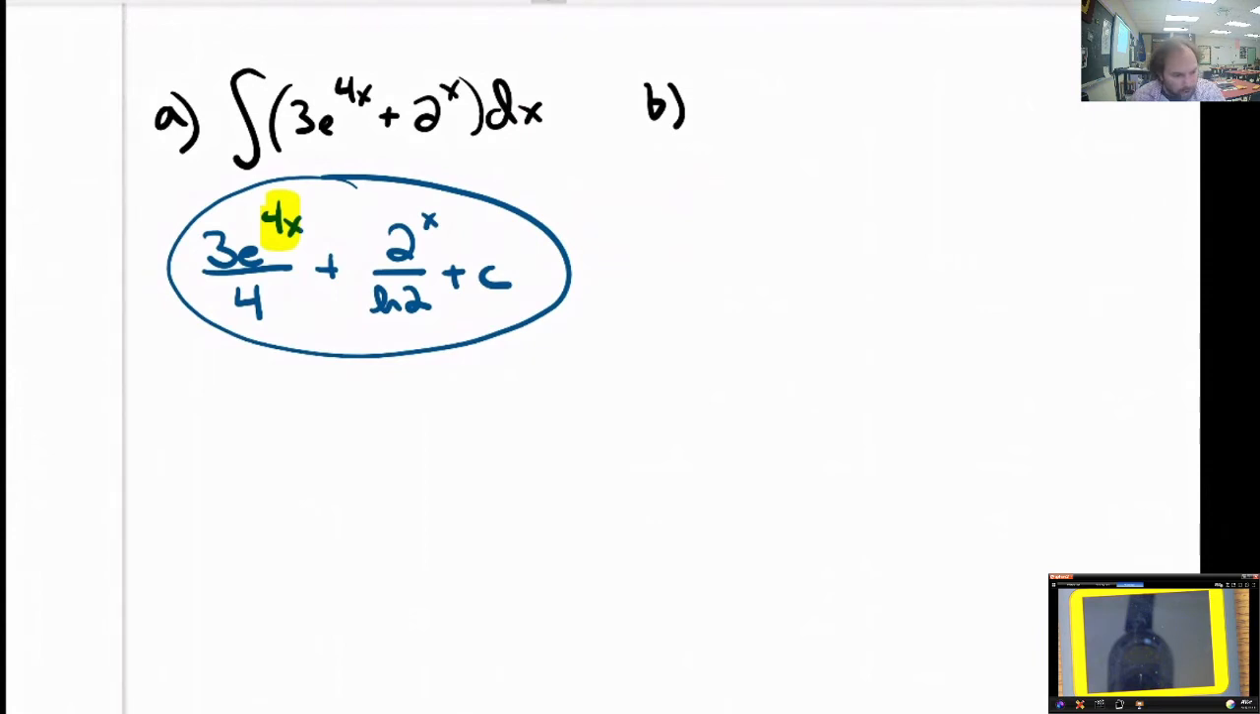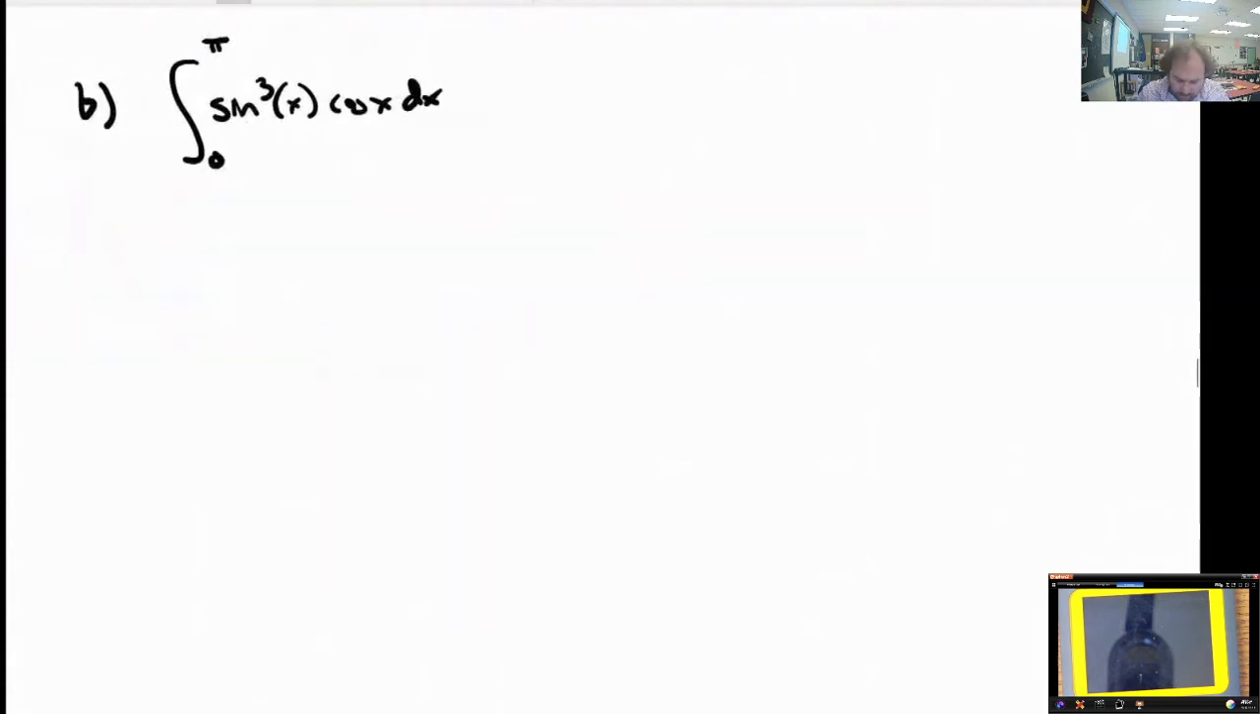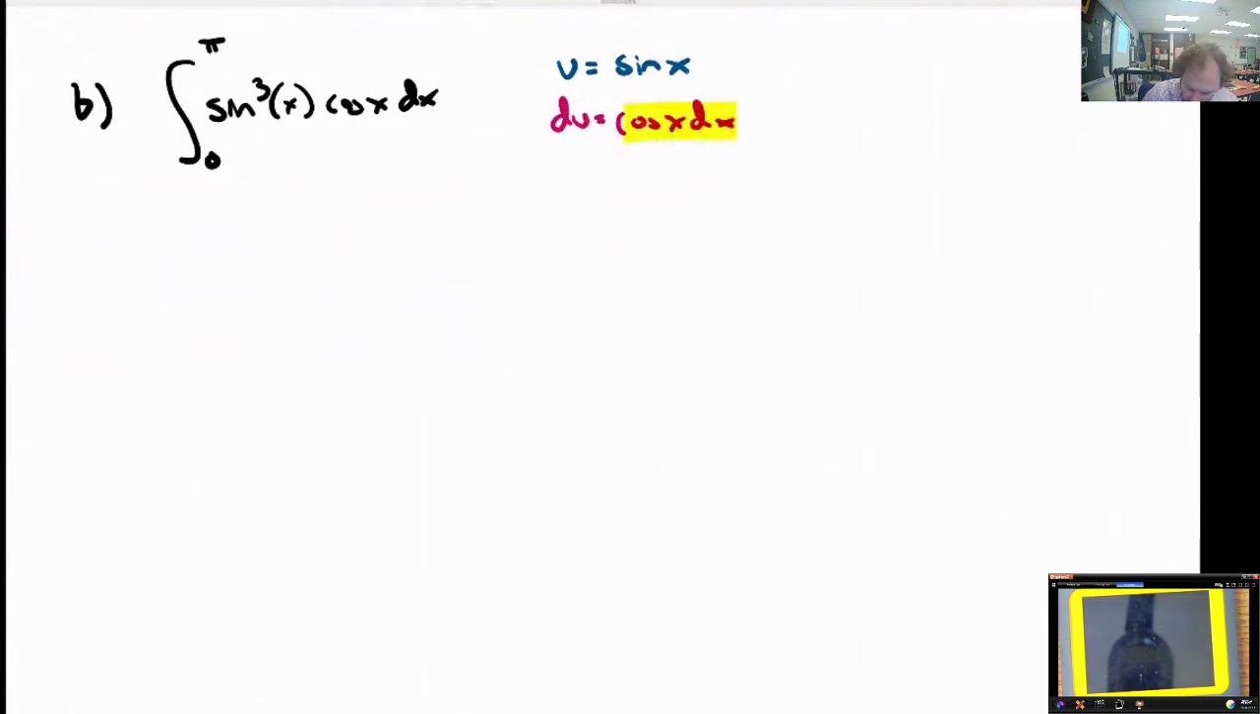Problem B is going to require u substitution, and it's a definite integral with boundaries, which we haven't talked about in a little bit. What I want you to notice in this problem is that you have sine and cosine, which are popular candidates for u substitution since they are derivatives of each other. Since sine of x is the one being raised to the third power, I'm going to treat that as the u in this problem, and then du is going to be the cosine of x dx, and that gives us a nice one-to-one substitution. Cosine of x dx is right there. Sine of x is the thing being raised to the third power. So our new integral, after we do the substitution, is going to be u to the third power du.